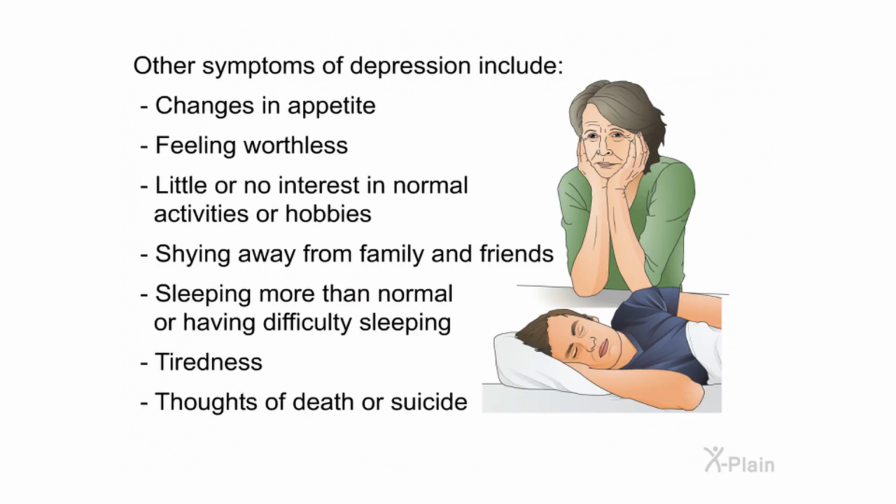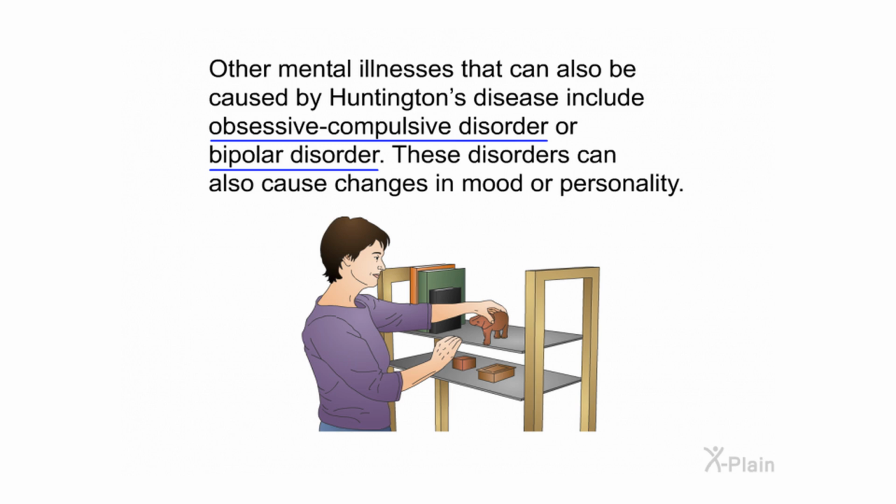Other symptoms of depression include changes in appetite, feeling worthless, little or no interest in normal activities or hobbies, shying away from family and friends, sleeping more than normal or having difficulty sleeping, tiredness, thoughts of death or suicide. Other mental illnesses that can also be caused by Huntington's disease include obsessive-compulsive disorder or bipolar disorder. These disorders can also cause changes in mood or personality.